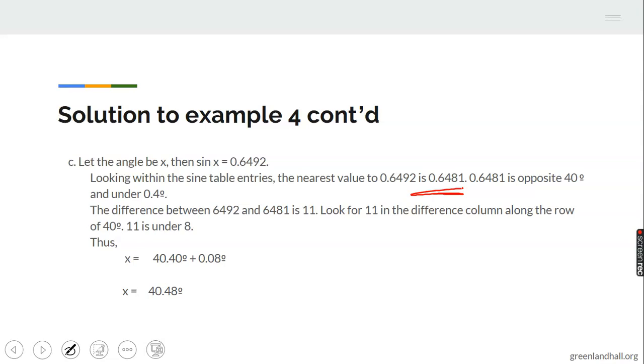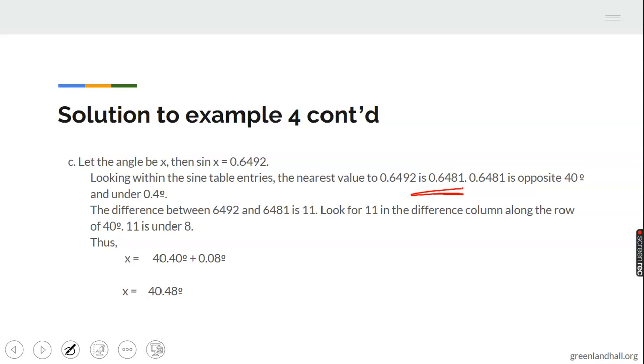The difference column is the one where you see numbers 1, 2, 3, this and that. So you check under which number you have 11. It is under 8. So that is 0.08. So that means 40.40 plus 0.08. That will give you 40.48, which is the angle.